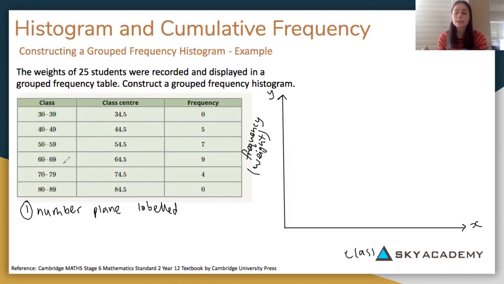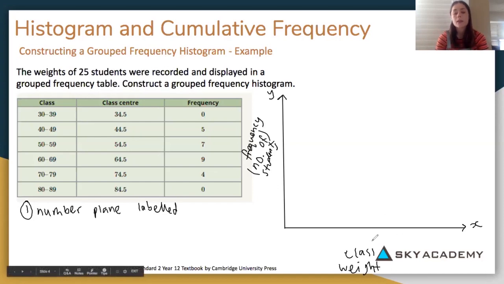So that's why I put frequency, and this should actually say the number of students who had a particular weight, and the class would be the weight. So the frequency is always the amount of something. So this is the amount of people, the amount of students who weighed this much on the x-axis.